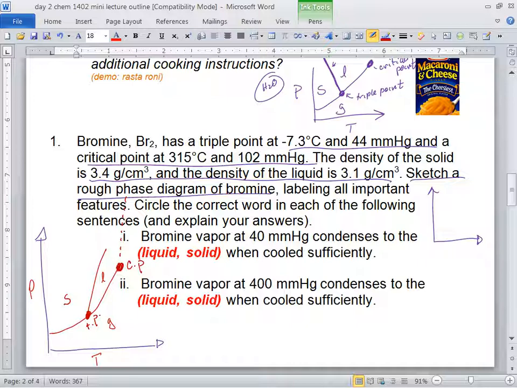I guess we should put in our temperatures and pressures, though, because look at the question. It says bromine at this pressure and things. So we better write in, give this some idea where we're at. Our triple point is supposed to be at negative 7.3. So that means this is negative 7.3.